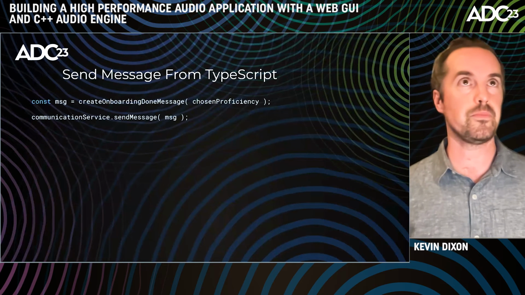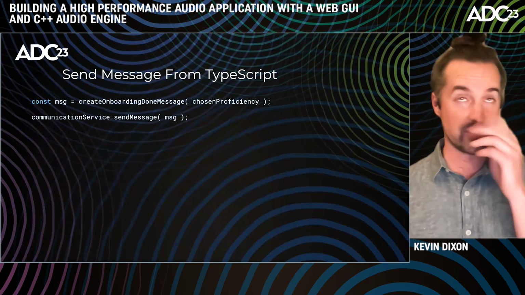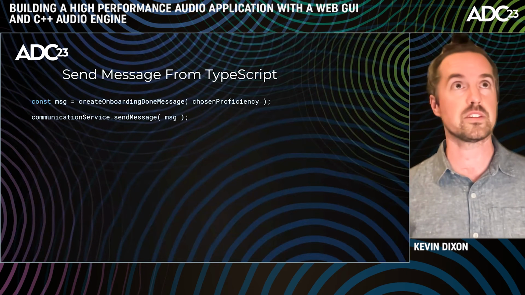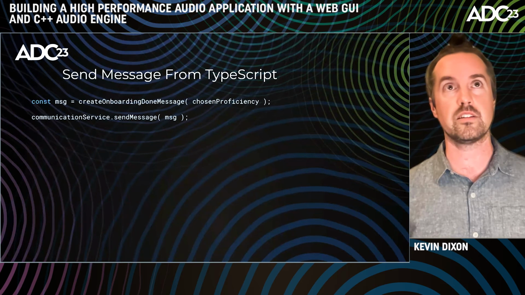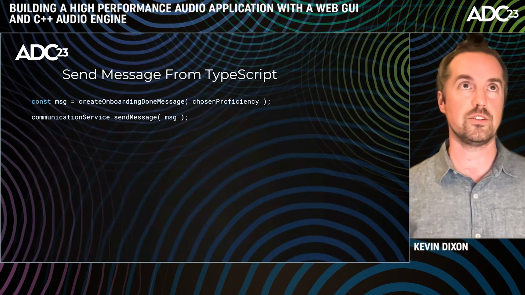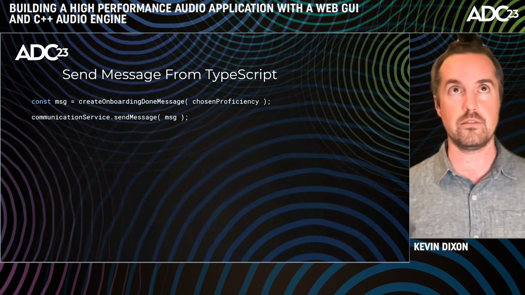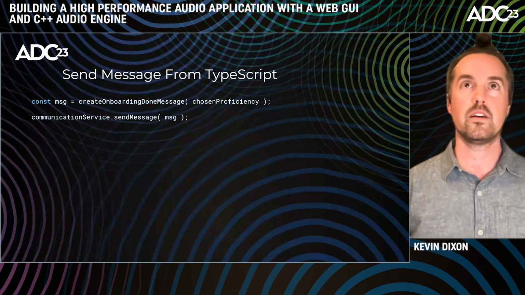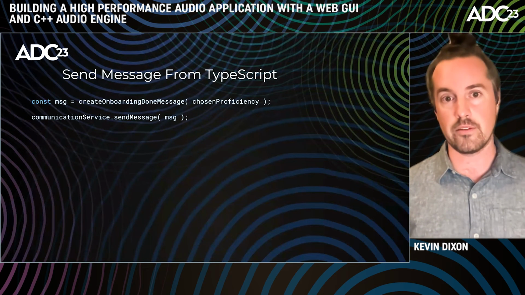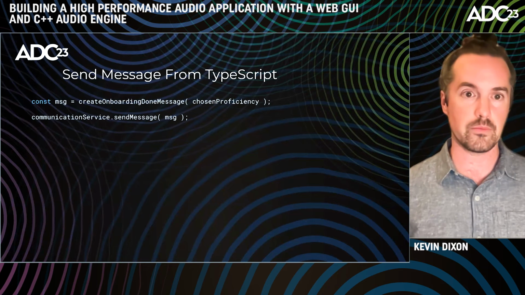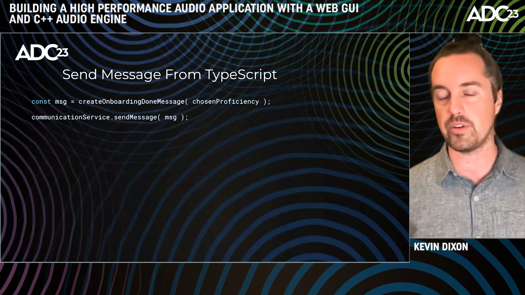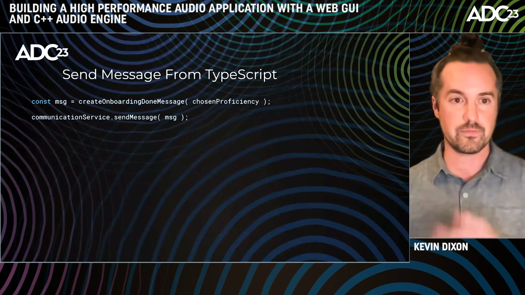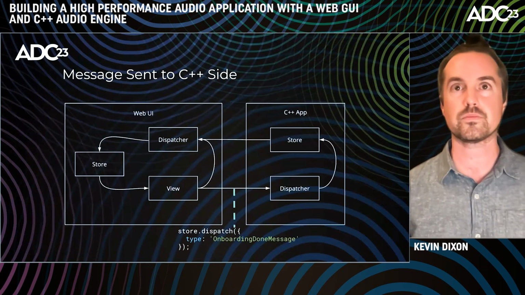So how do we use that? First off, just to show the API from the TypeScript side, it's pretty succinct. Once you've created a message, you get this factory method for create onboarding done message. It names it intuitively, and then you can just send that off through the window. We've developed good APIs for that, so it's pretty efficient from a developer point of view.